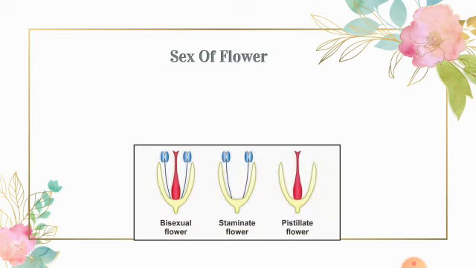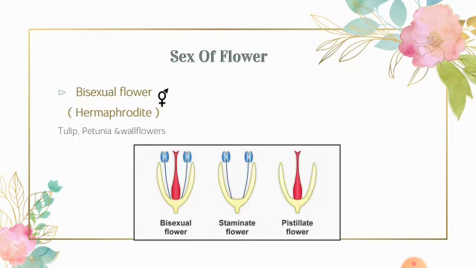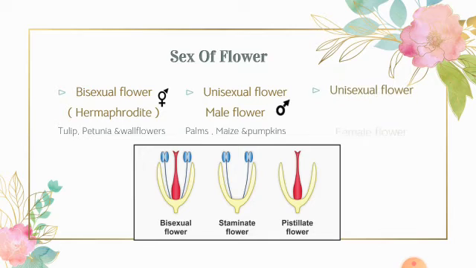The flower may be bisexual or unisexual. The bisexual flower is called hermaphrodite, which carries male and female reproductive organs, as tulip and sunflower, while the unisexual flower may be male or female, so it carries three whorls only, such as palm and maize.